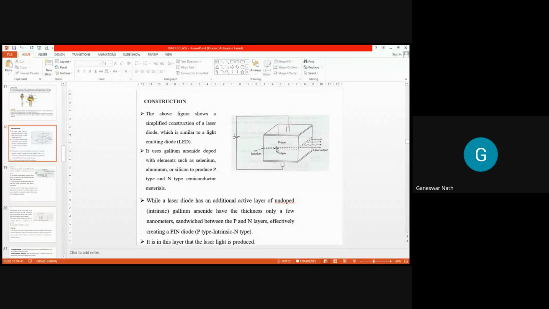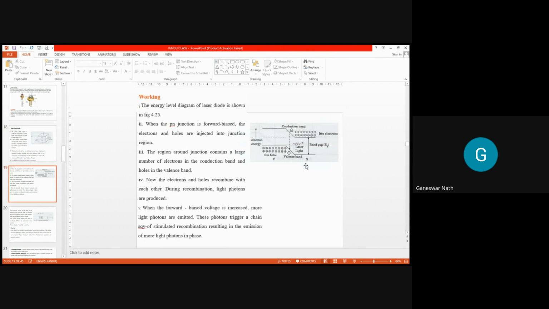Let me go to the working. As I've already told you, the P type is positive and the N type is negative. When the power is supplied, from the P type the holes move towards this junction, towards this thin layer, and electrons also move towards this thin layer. The recombination process takes place within this intrinsic gallium arsenide layer, and that recombination produces laser light.